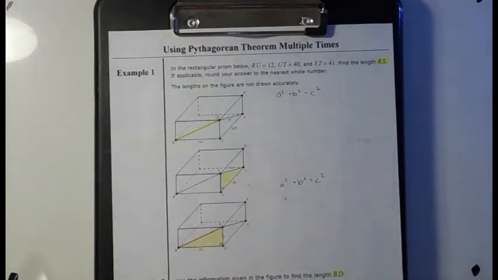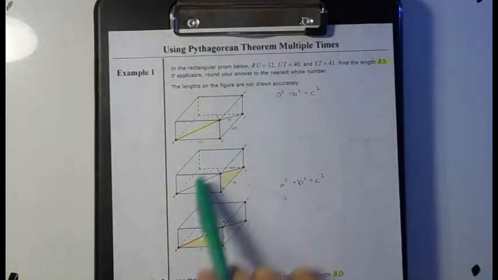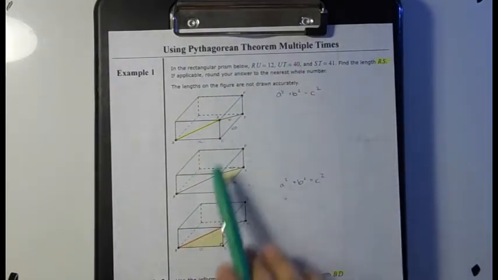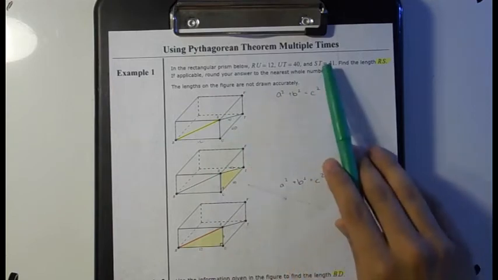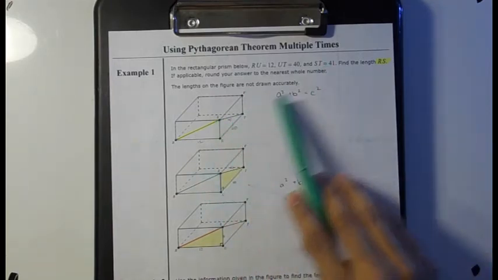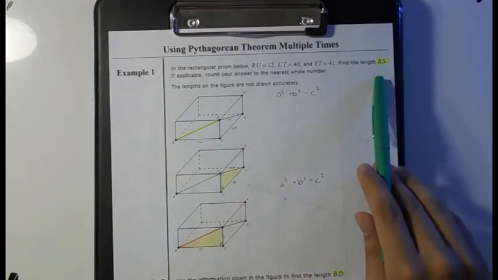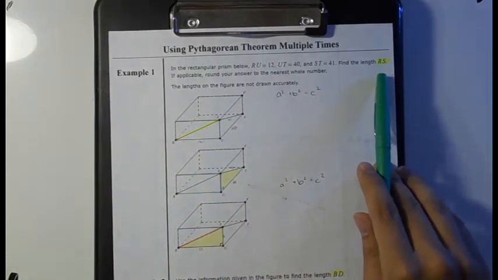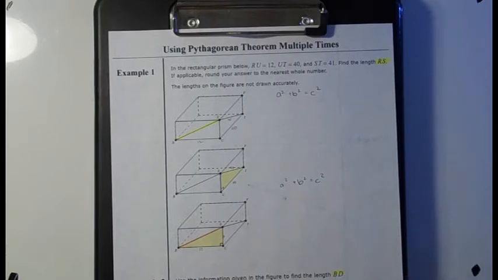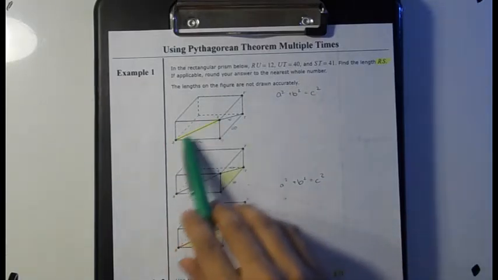It says, in the rectangular prism, this thing here, RU is 12 units, UT, I'm just labeling it here, is 40 units, ST is 41, and we want to find this diagonal right here. I highlighted this in yellow, and I think it may be off your notes. It's just RS. And then what we're going to do is we're going to try to find this length here.